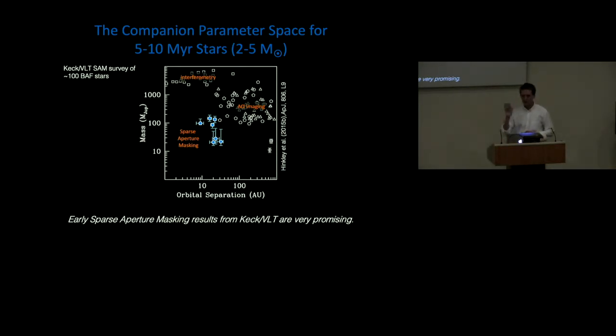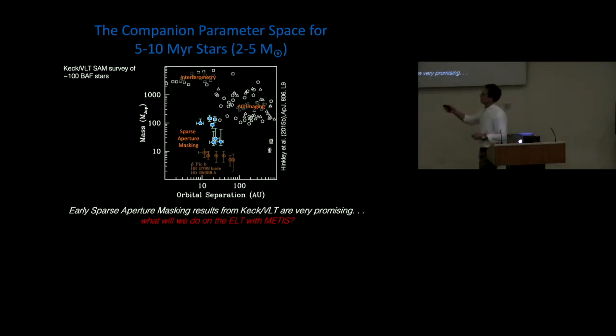This is a particularly interesting region of parameter space because it's sort of reminiscent of these directly imaged planets that I show here in brown. It's sort of a scaled up version of those. But this is so far out of reach to these other techniques like interferometry and AO imaging. So I think the sparse aperture masking results from Keck and VLT over the last decade or so are extremely promising. And the question then, to my mind, is what can we do on the ELT with an instrument like METIS?